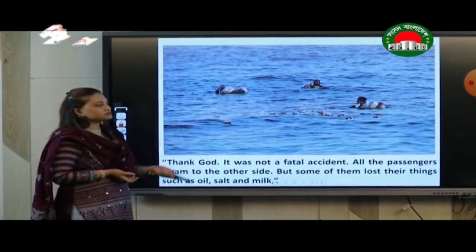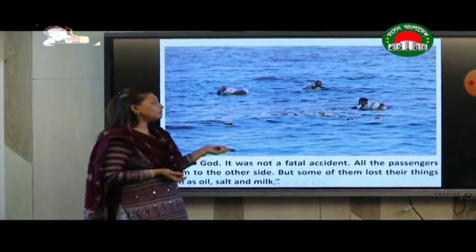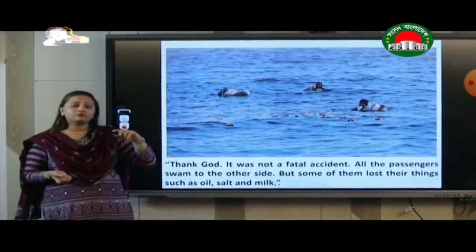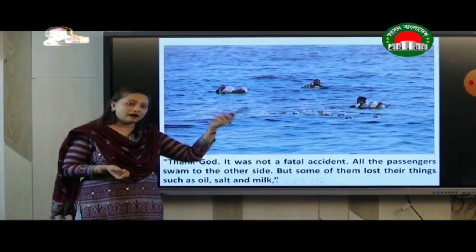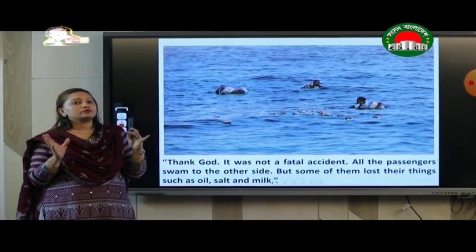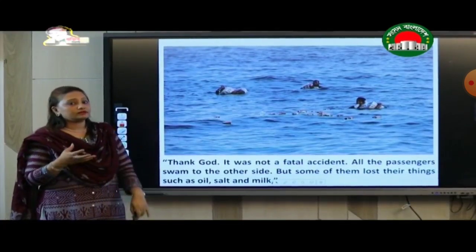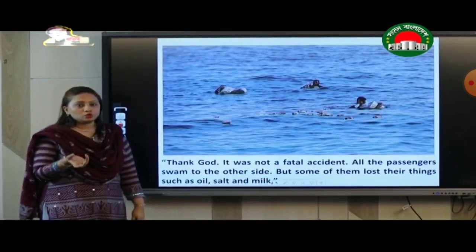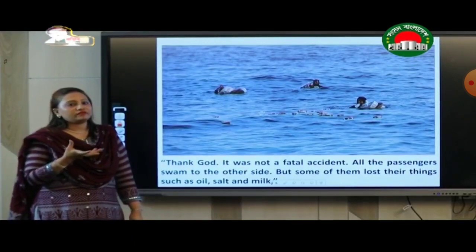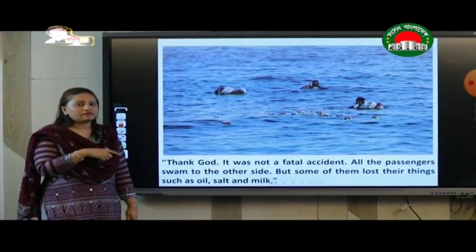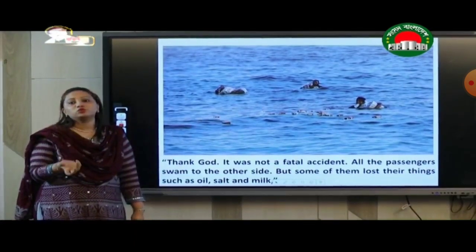And next, these things happen. Because the people who were traveling on that boat needed to go to the haat. And they had a lot of things with them like salt, wheat, oil, and sugar, and this type of things. If it gets into the river or water, it is unable to be used.